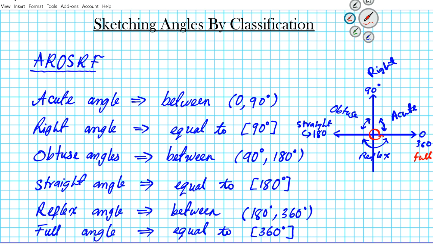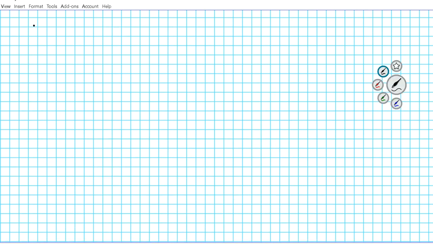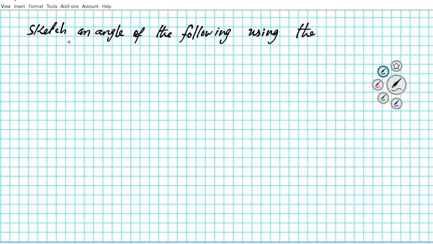Now let's take a look at some examples. All right, so the instructions are for us to sketch an angle of the following using the descriptions. Okay, so let's take a look at the first example. Number one, what if you were to graph an obtuse angle, an obtuse angle that's given by angle ABC. All right, so let's go ahead and graph it.